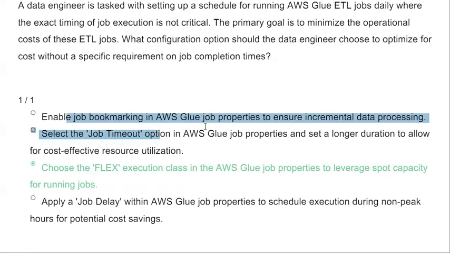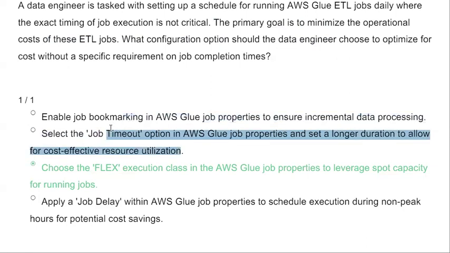Enable job bookmarking in the AWS Glue job properties to ensure incremental data processing. If we do incremental data processing, then our jobs will run more, so the cost will be more. So I don't think this will be the answer. Next, set the job timeout option in Glue job properties to a longer duration to allow cost-effective resource utilization. Even if we utilize our resources effectively, my ETL job cost won't be reduced, right? So I don't think this will be the answer either.